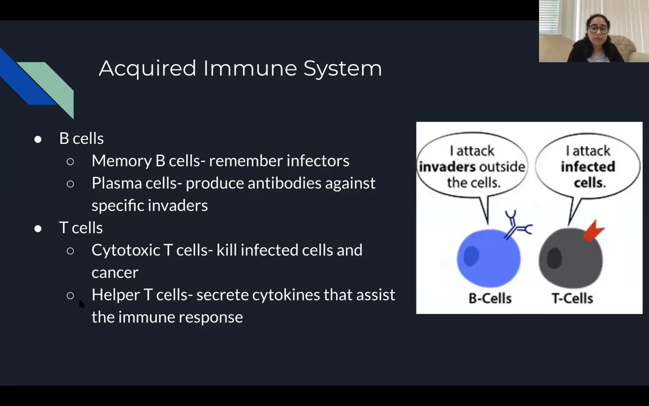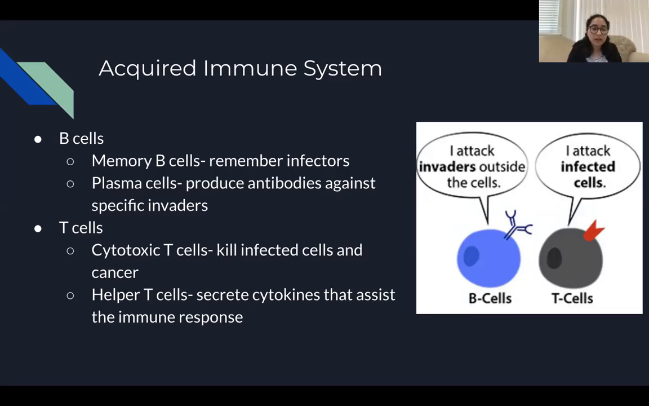And the acquired immune system, which is also known as the adaptive immune system, has two parts to it, which are B cells and T cells. What B cells and T cells are going to do is work together to fight against infection in a specialized way rather than just a general infection route. And through this way, they're going to be able to remember how to specifically defend the body against a specific type of pathogen or invader.